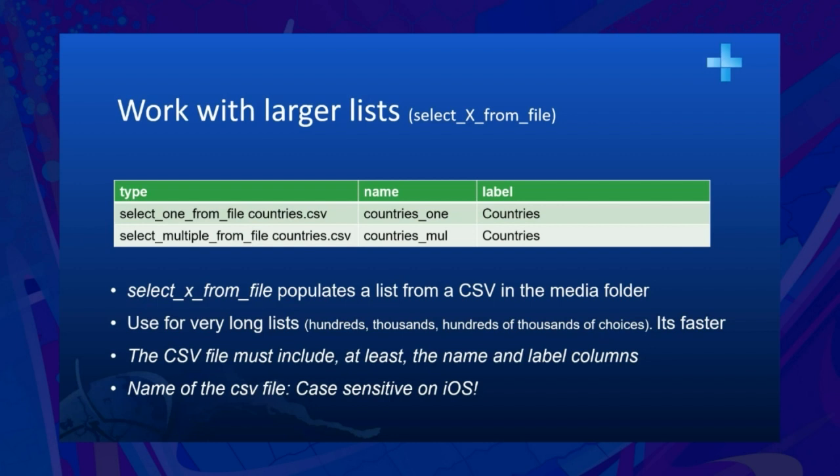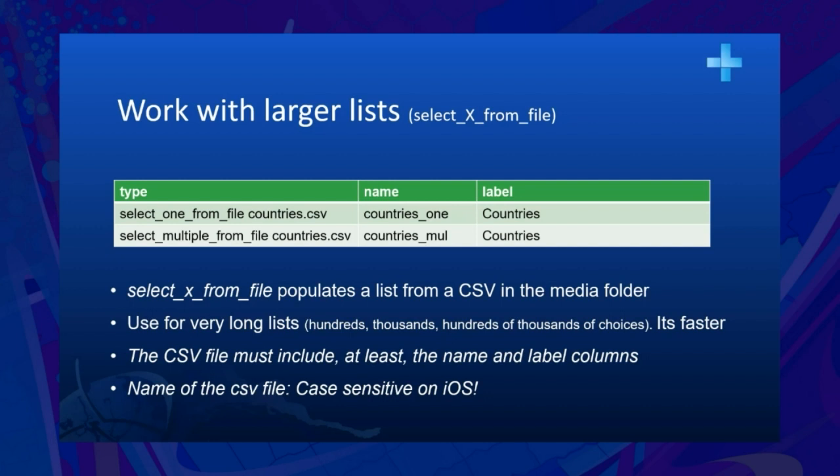You should use the select from file type of question for very long lists. Think about thousands, even hundreds of thousands of choices. This question type is much faster than the equivalent select one and select multiple.